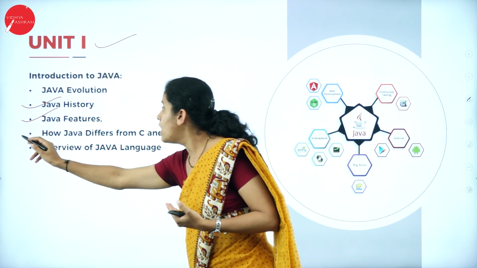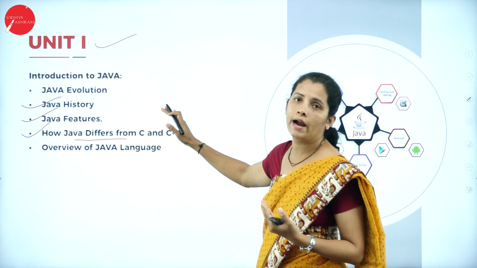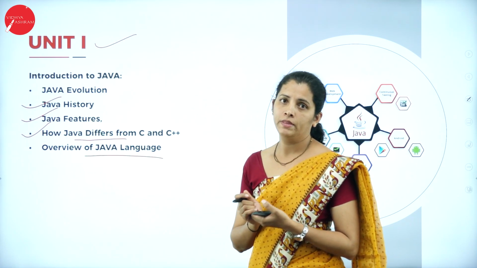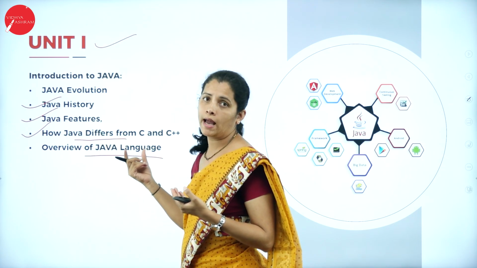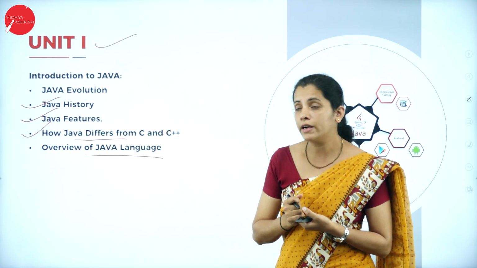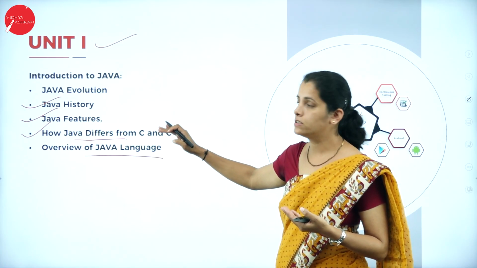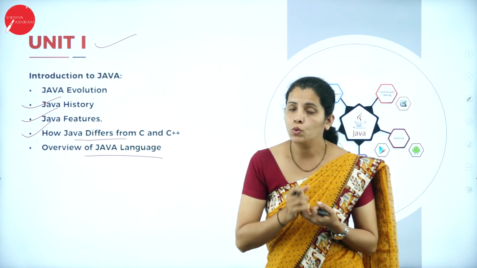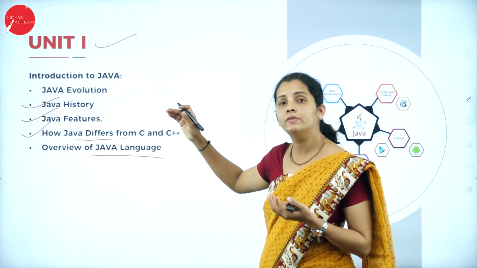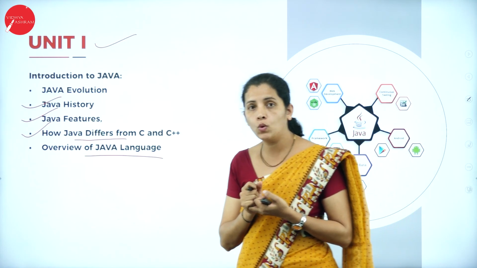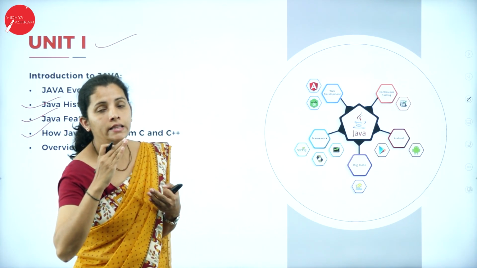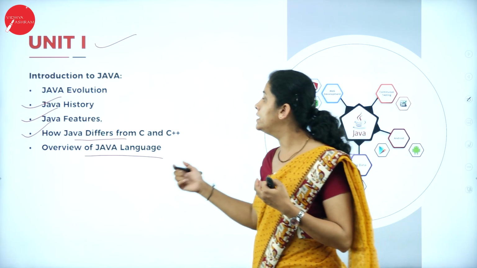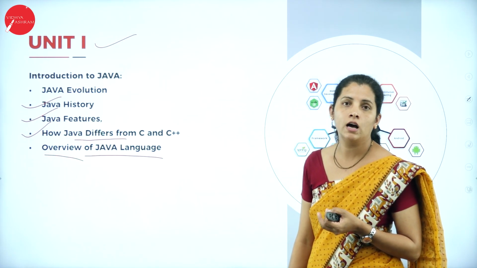Then we are going to see how Java differs from C and C++, along with an overview of a Java program. Here, the overview of the Java language is nothing but the fundamentals of the Java language. That means how to define a variable, how to define a data structure, how to write the first Java program, then how to compile the first Java program, along with how to write loops and how to write condition statements. Everything we are going to deal with under the overview of the Java language.